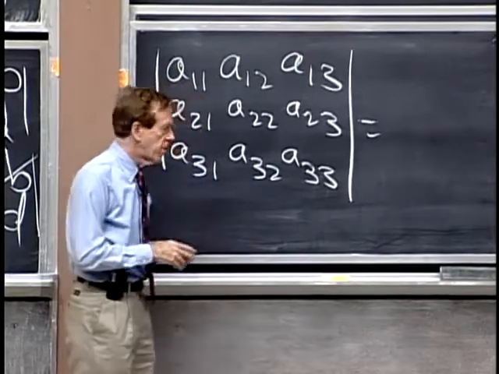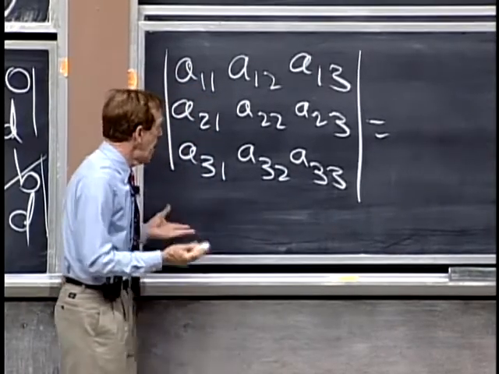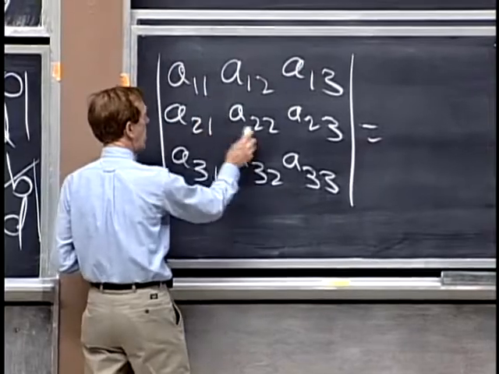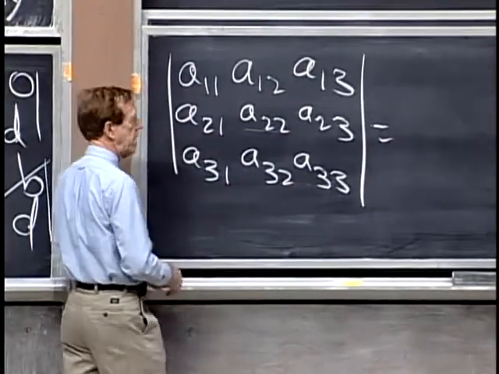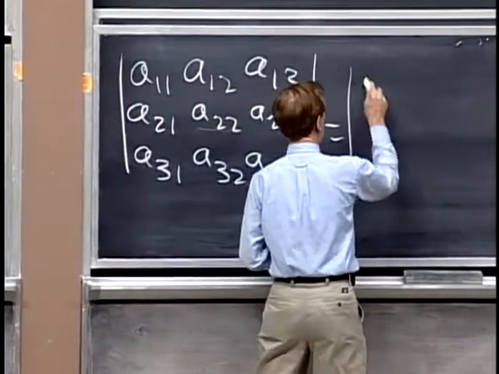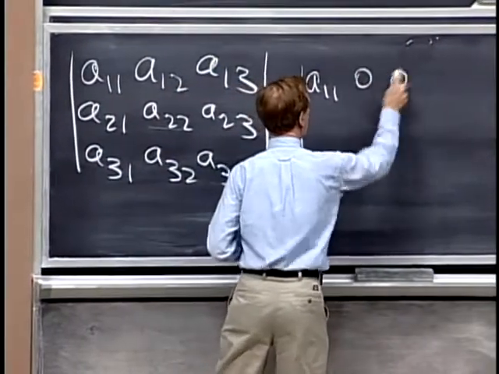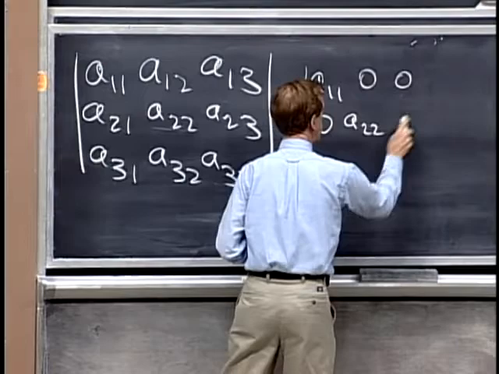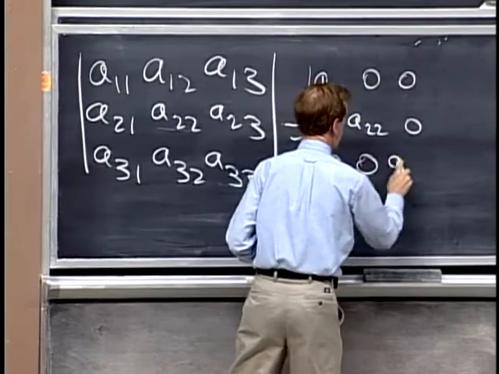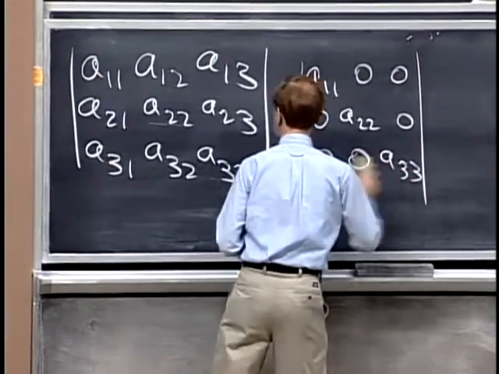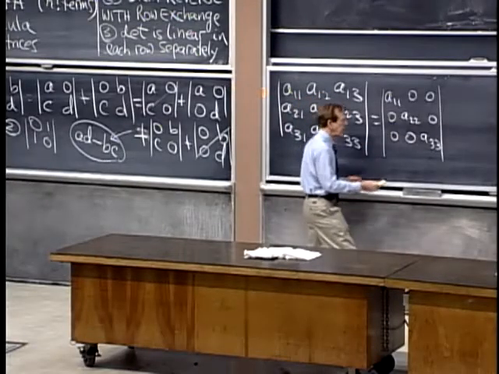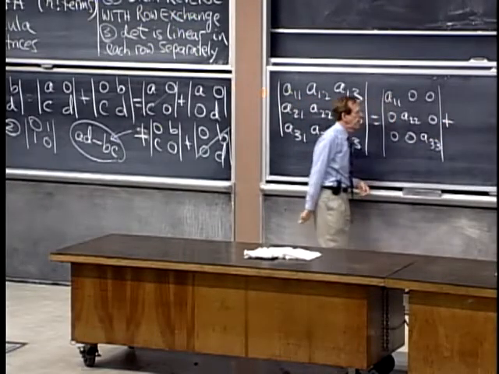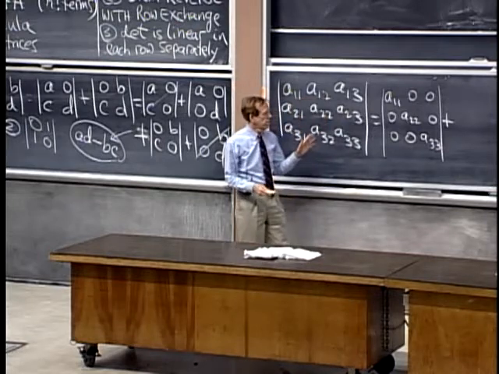Well, for example, one survivor will be that one times that one times that one, with all zeros everywhere else. That would be one survivor: A11, 0, 0, 0, A22, 0, 0, 0, A33. That's like the AD survivor. Tell me another survivor. What other thing?